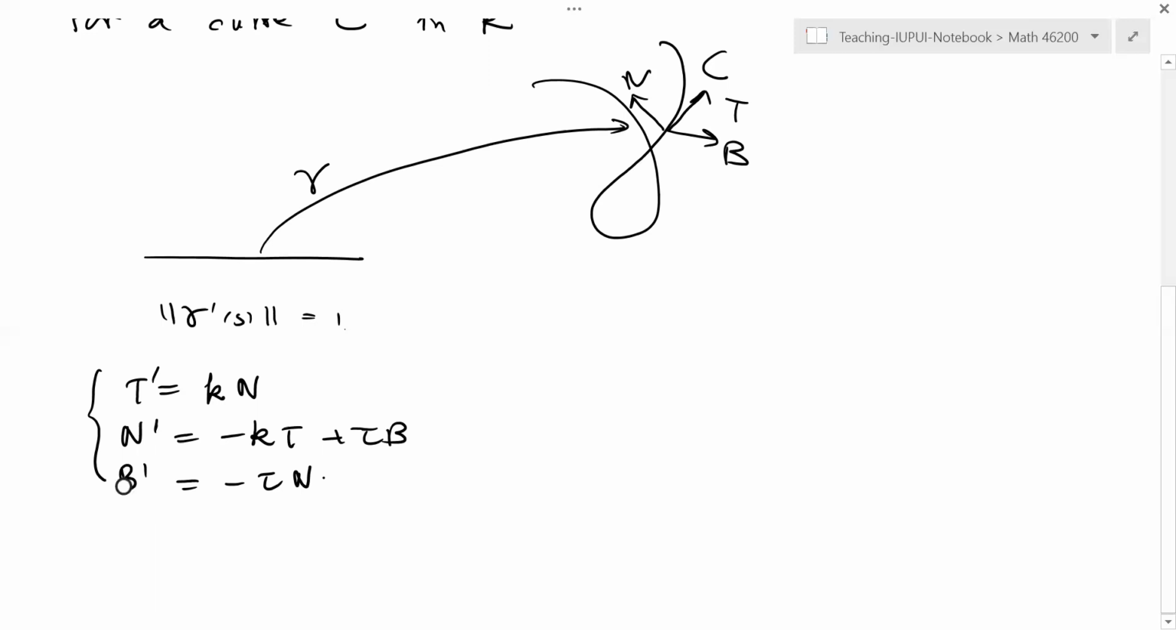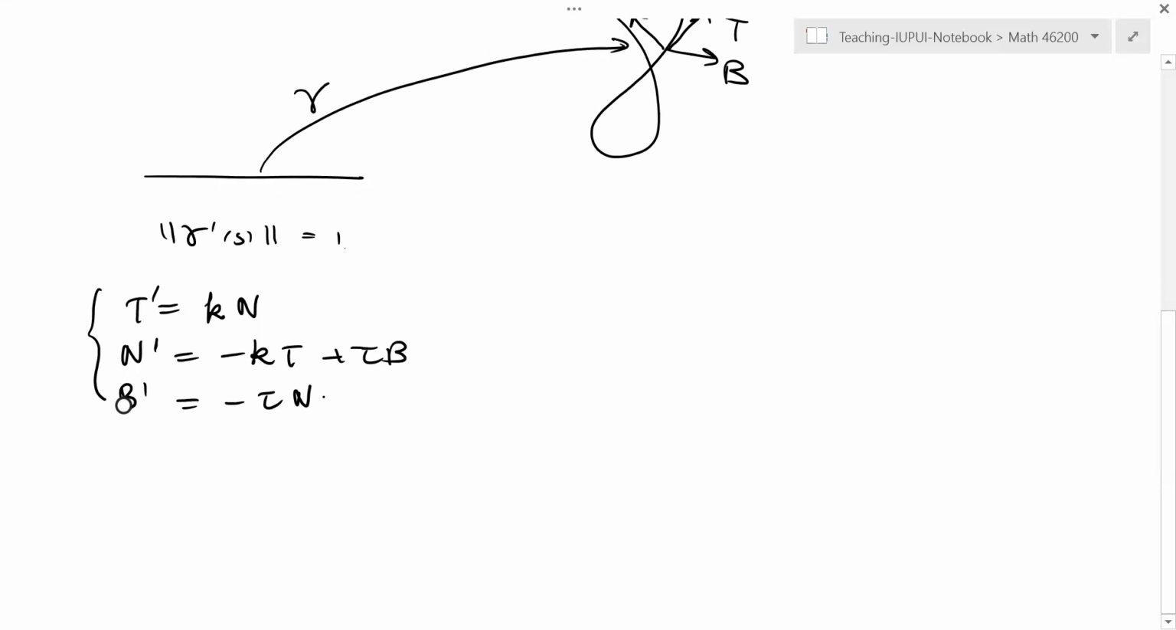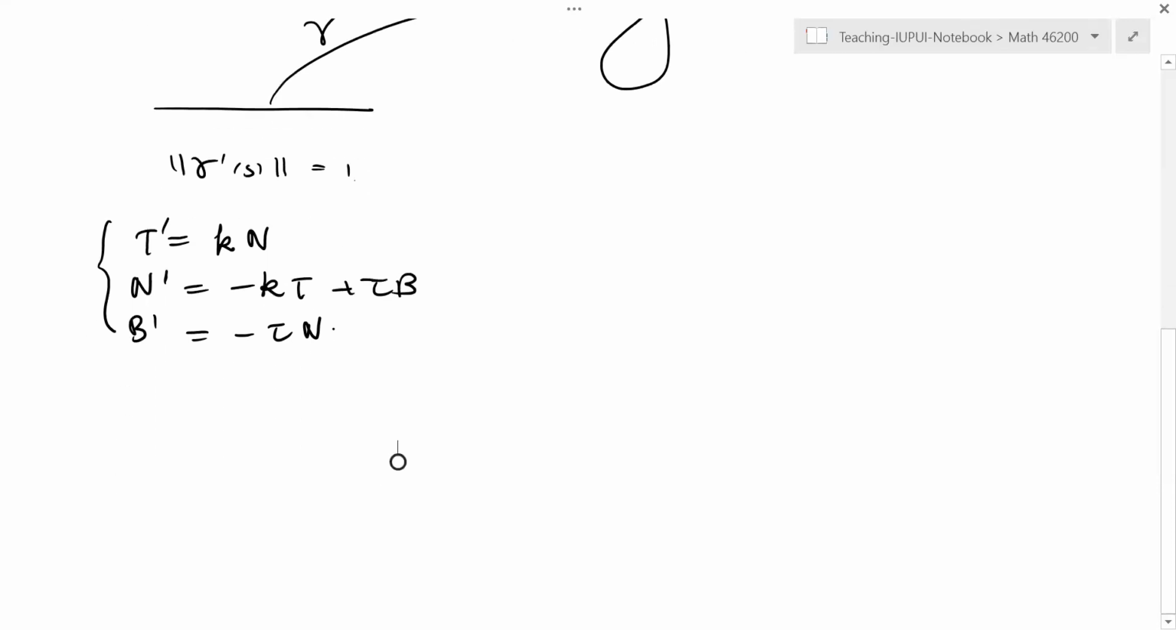Okay, you solve this system of differential equations. You get C of s, N of s, B of s, and satisfy the initial condition. From ODE theory you can show that. Then that means you can uniquely determine a curve whose curvature is k and torsion is τ, up to some rotation and translation.